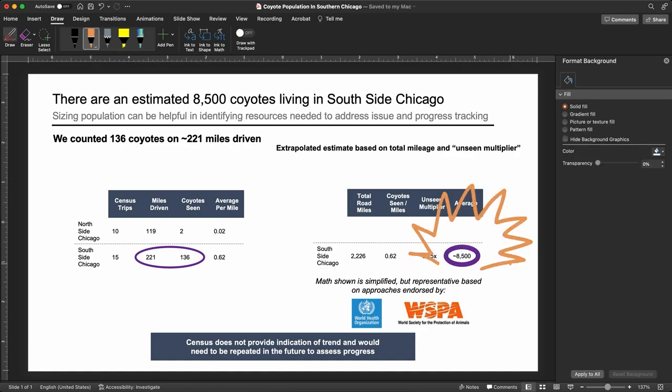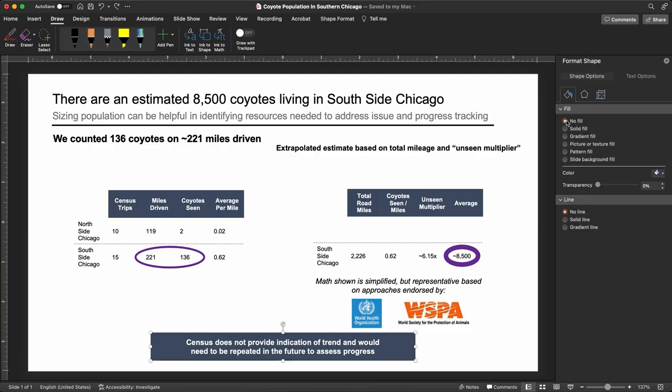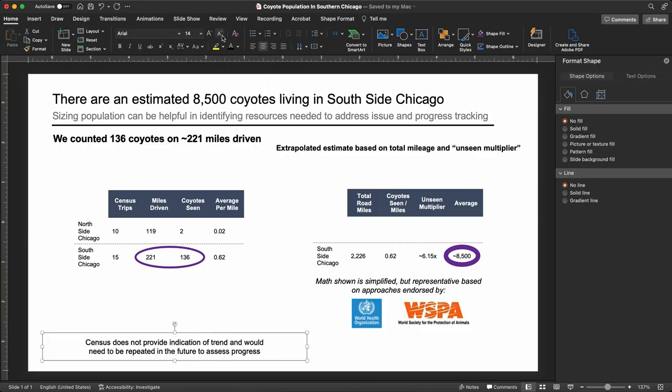Next, I want to take a look at what's below. Math shown is simplified, but representative based on approaches endorsed by, and then I see they have a logo for the World Health Organization and the WSPA. This context is helpful to establish credibility, but in the overall design, I'm going to choose to treat it like a footnote. Also, this footnote at the bottom is currently designed to look like the main takeaway of the slide, but if you consider the message, it's quite parenthetical, and I'm going to relegate that to a footnote as well.